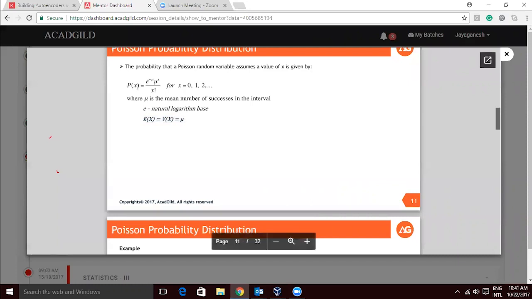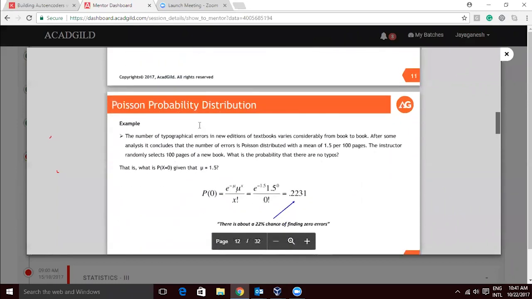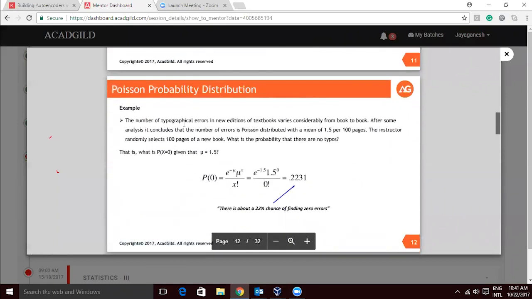So in a Poisson distribution, the expected mean and the expected variance are the same, which is mu. The probability density function is e to the power of minus mean, times mean to the power of x, divided by x factorial. Simple. Now let's look at an example.